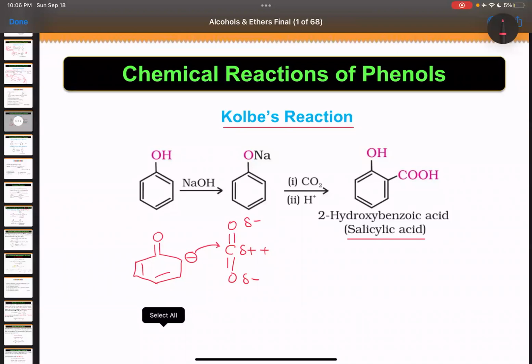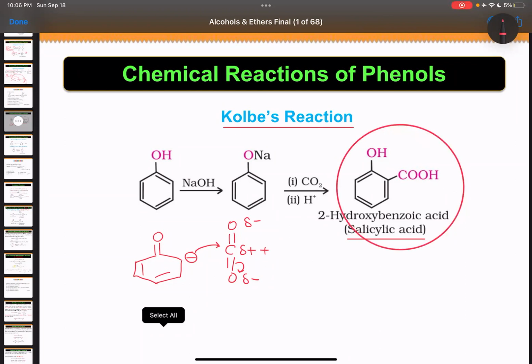This minus is going to come and add over here, and this pi bond will get pushed away, so you will end up with CO minus and COH, and ultimately you will get salicylic acid. Okay, that's how it occurs.